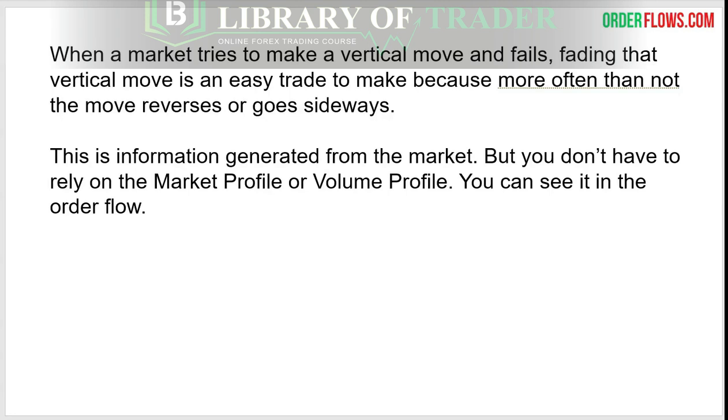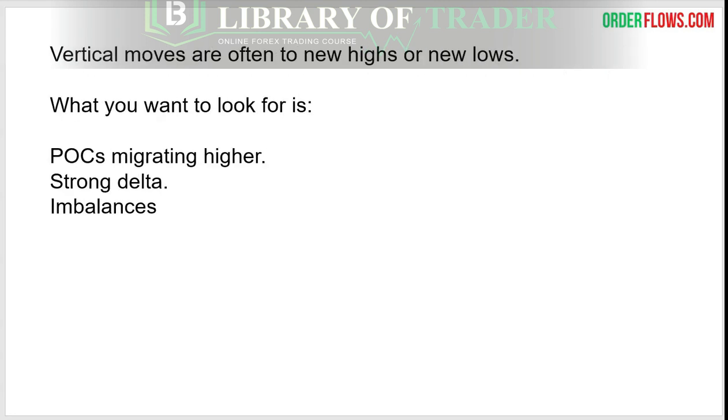This is information generated from the market, but you don't have to rely on the market profile or volume profile. You can see it in the order flow. So vertical moves are often to new highs or new lows, and what you want to look for is POCs. Are they migrating higher or are they migrating lower? Strong delta, in the sense, is delta on a bar by bar basis expanding? Is cumulative delta expanding, getting bigger, or getting weaker in the sense of more negative?